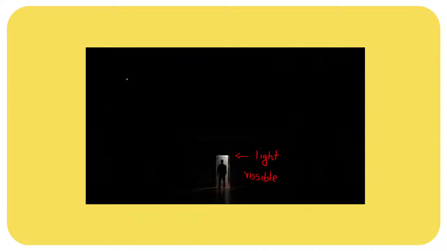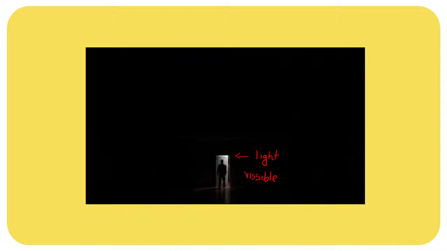So in this dark room, nothing is visible except the part where the light is focused, isn't it? So we can see a man is standing near the door, and behind the door, a source of light is entering into the room. So only this part is visible. So light is very, very important.